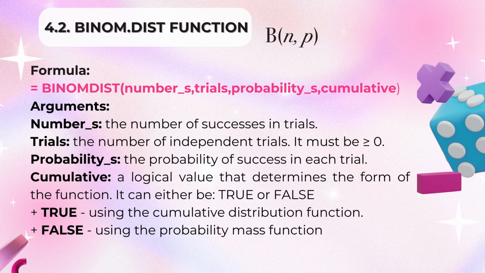We have arguments. Number_s is the number of successes in trials. Trials is the number of independent trials. It must be greater than or equal to 0. Probability_s is the probability of success in each trial. Cumulative is a logical value that determines the form of the function. It can either be true or false. It is true when using the cumulative distribution function and false when using the probability mass function.